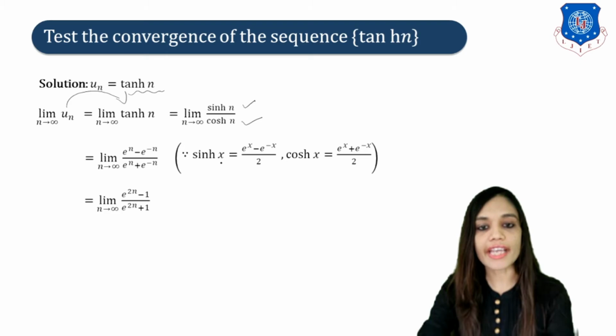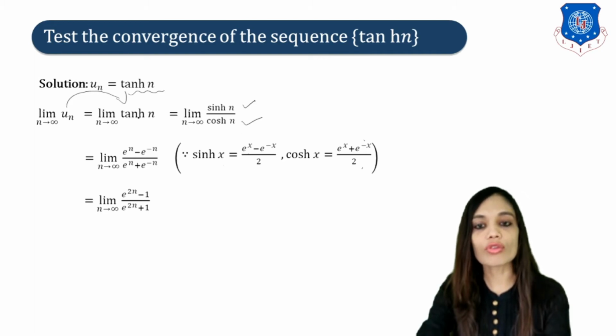We know that sinh x will be equal to (e^x minus e^(-x)) upon 2, and cosh x will be equal to (e^x plus e^(-x)) upon 2. So we will replace x by n and put in this. So 2 and 2 will get cancelled out, and what will remain? (e^n minus e^(-n)) upon (e^n plus e^(-n)). Now what we have done, we have taken out e^(-n) common.